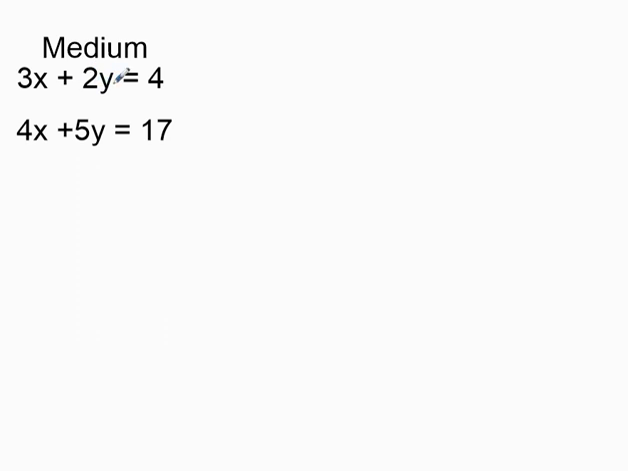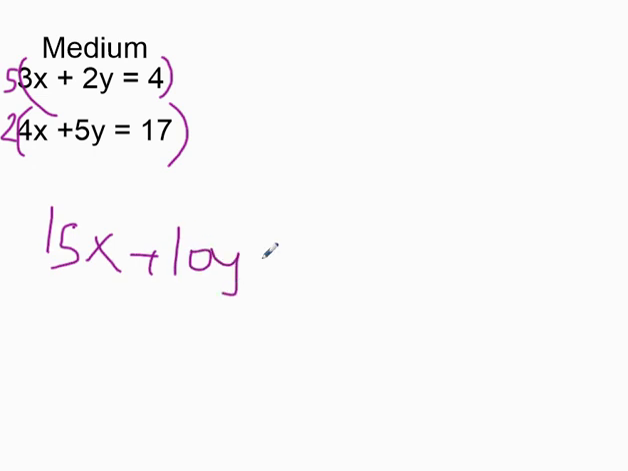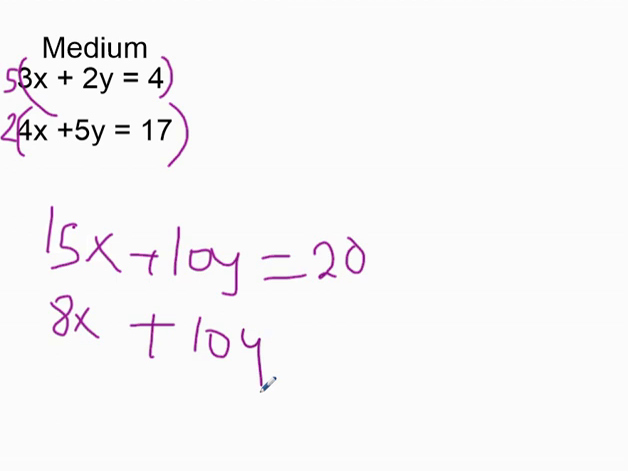So how can I change this to 10 and how can I change this to 10? If I multiply the whole bit here by 2 and multiply the whole bit here by 5, the y variable would have a coefficient of 10. So let's go. The first one now becomes 15x plus 10y equals 20. And the second one becomes 8x plus 10y equals 34.